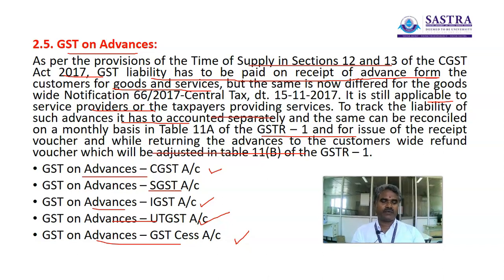We have to pass entries for output tax liability, both intrastate and interstate. We have to pass entries for reverse charge. We have to pass entries for advance. Then later on we will discuss how to pass entries for inward supplies within the state as well as outside the state. So everything.